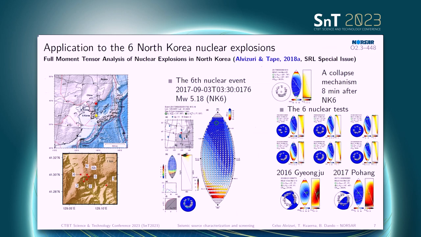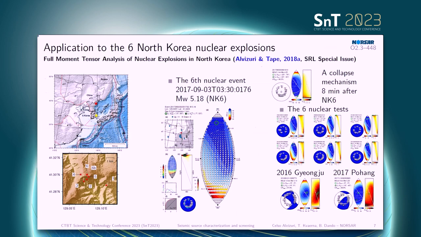One application of this methodology is to the North Korean nuclear test. The figure on the top left shows the location of the events. The figure in the center shows the Lund diagram and the uncertainty analysis for the sixth North Korean nuclear test. If I can draw your attention, there's a green circle on top of the Lund. No pointer, okay. But anyway, there's a green circle on the top of the Lund. So as expected, this is an explosive type of event.